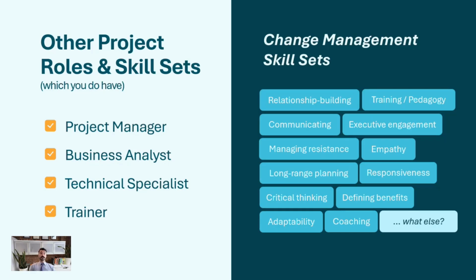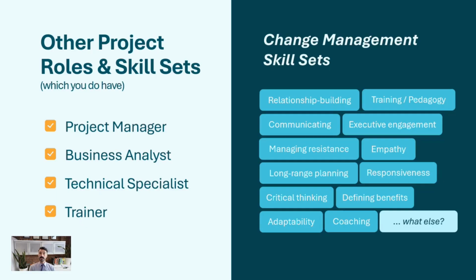So let's look at, in our scenario here, the project roles that we do have, as well as some of the skill sets that are needed to effectively manage change. We're going to have on this team a project manager, a business analyst, a technical specialist, like a developer kind of role or migration specialist, and then a trainer as well. So we've got these four roles to lean on.